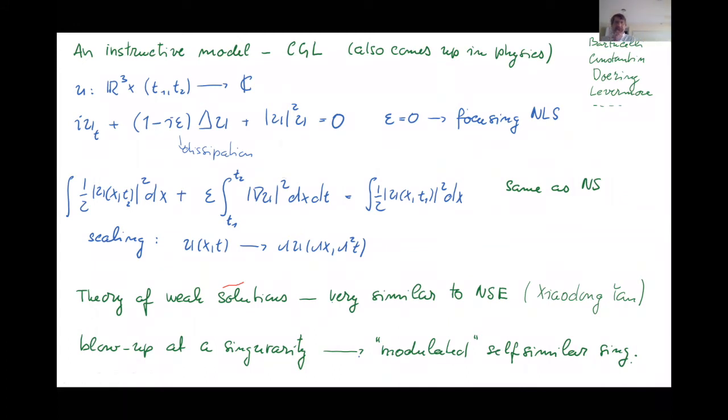So let me mention this model which I had in mind, which I already mentioned, the complex Ginzburg-Landau equation, where many of these things can be analyzed in more detail than what we are able to say for the Navier-Stokes equation so far. So it's an equation for a complex valued function. So we have a function on R3 times some time interval into the complex numbers. And it's like this. If you set epsilon equal to zero, it is a nonlinear focusing nonlinear Schrödinger equation.